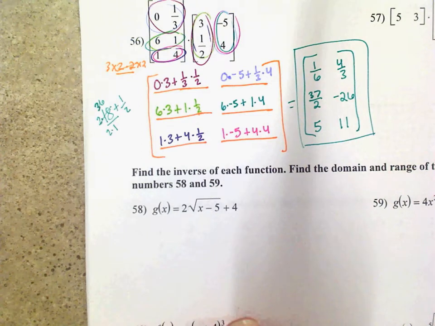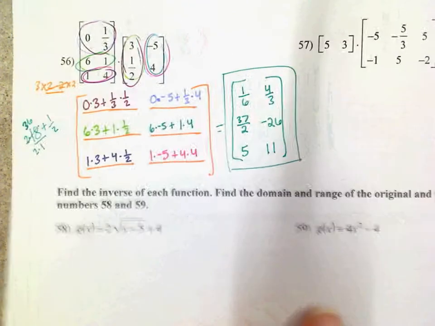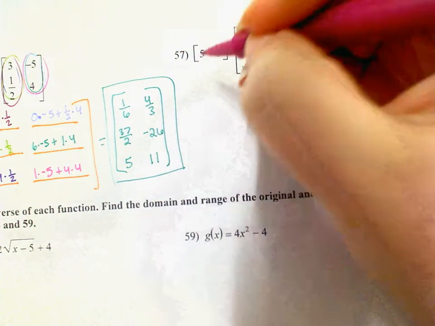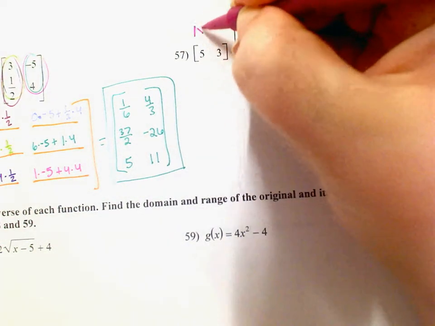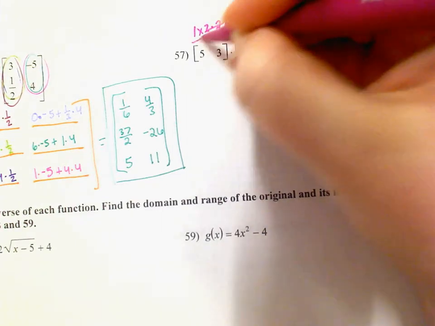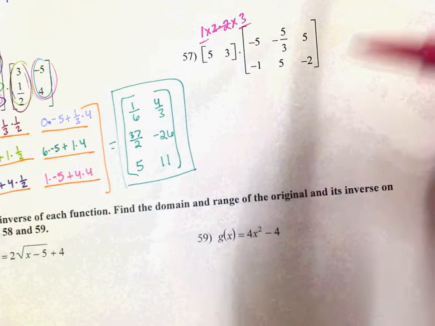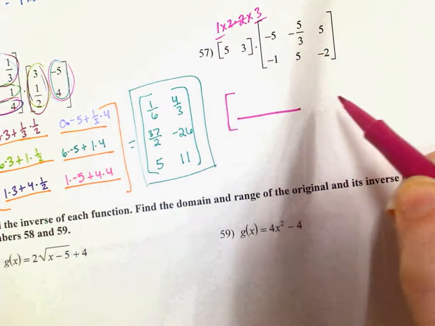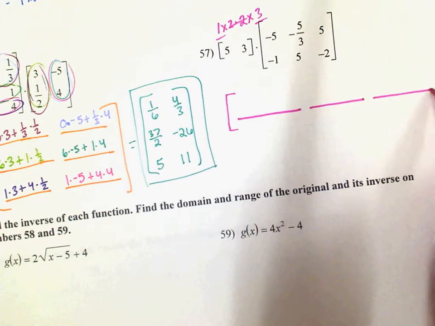Number 57 is a 1 by 2 times a 2 by 3, which means my answer is going to be a 1 by 3. So 1 row, 3 columns. And then let's just multiply it out.